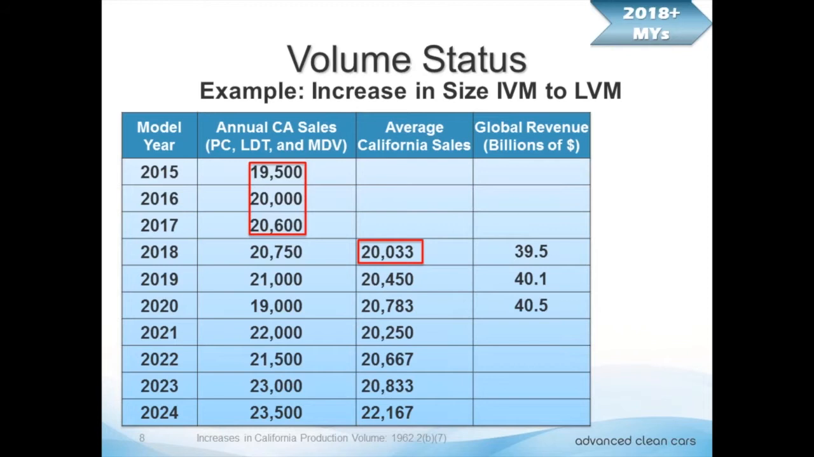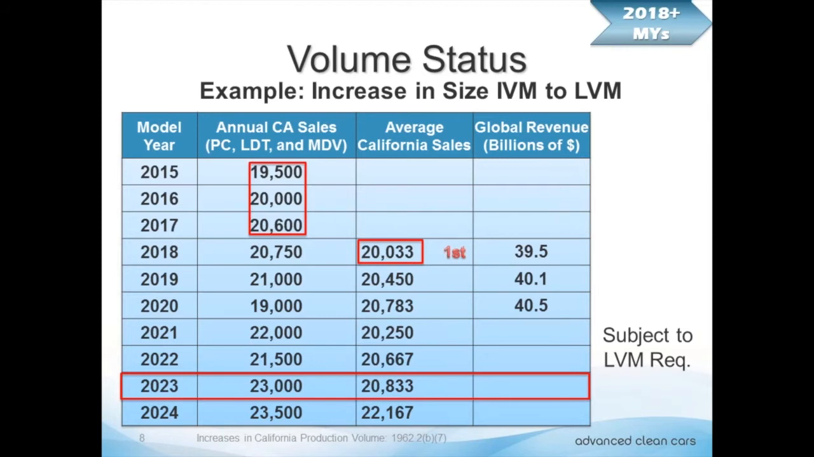For model year 2018 compliance, this manufacturer has average California sales greater than 20,000. As a result, model year 2018 would be the first year that would be counted toward the five consecutive three-year averages needed to transition to large volume manufacturer status. This manufacturer would be on track to transition in model year 2023.